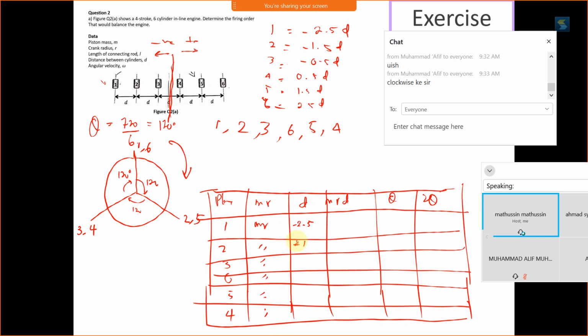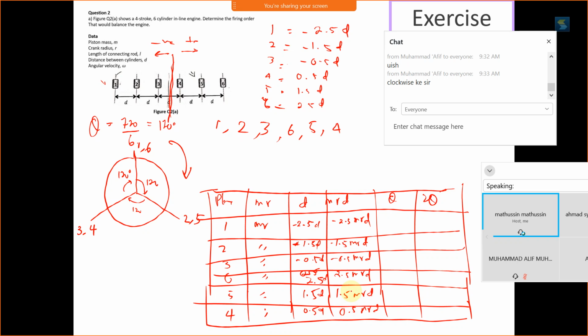Number 2 negative kan, negative 1.5, and then we have number 3, we have negative 0.5, number 6, 1, 2, 3, 6 adalah 2.5, so 2.5. Number 5 is 1.5, and last one we have number 4, 0.5. Okay, so this one D lah, D. So MRD must be negative 2.5 MRD. This one negative 1.5 MRD, negative 0.5 MRD, 2.5 MRD, 1.5 MRD, and last one 0.5 MRD.